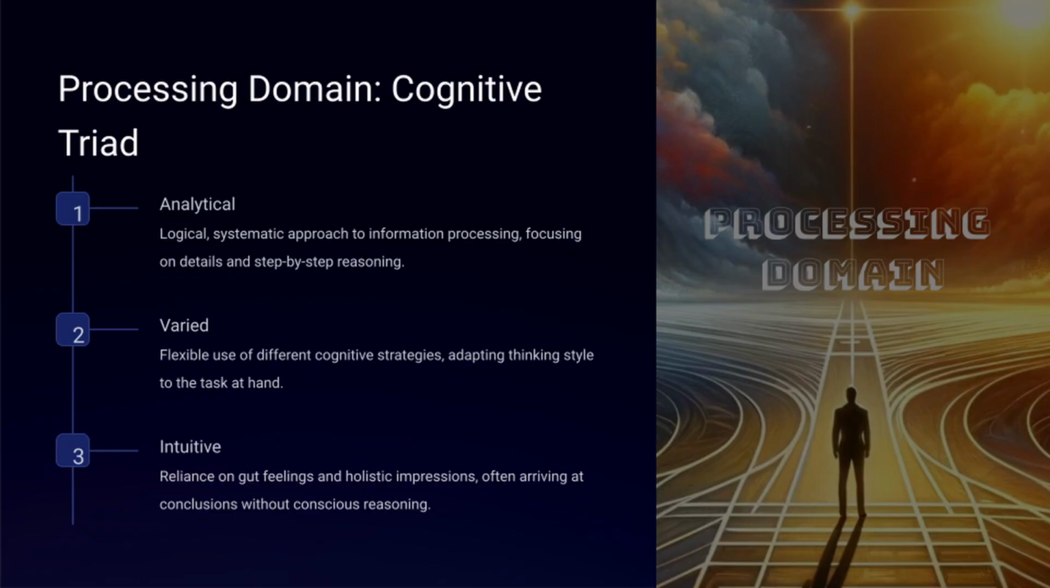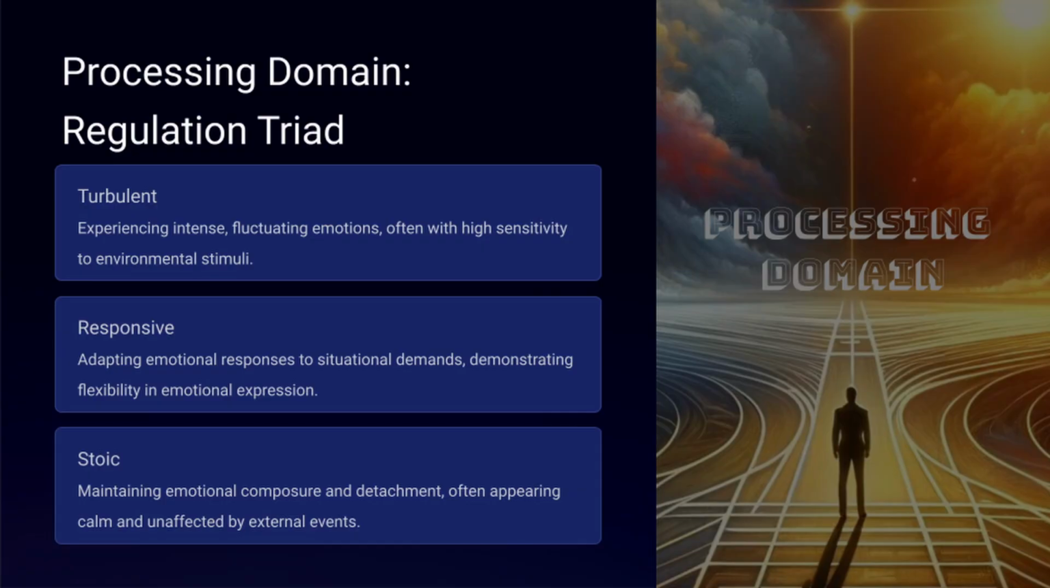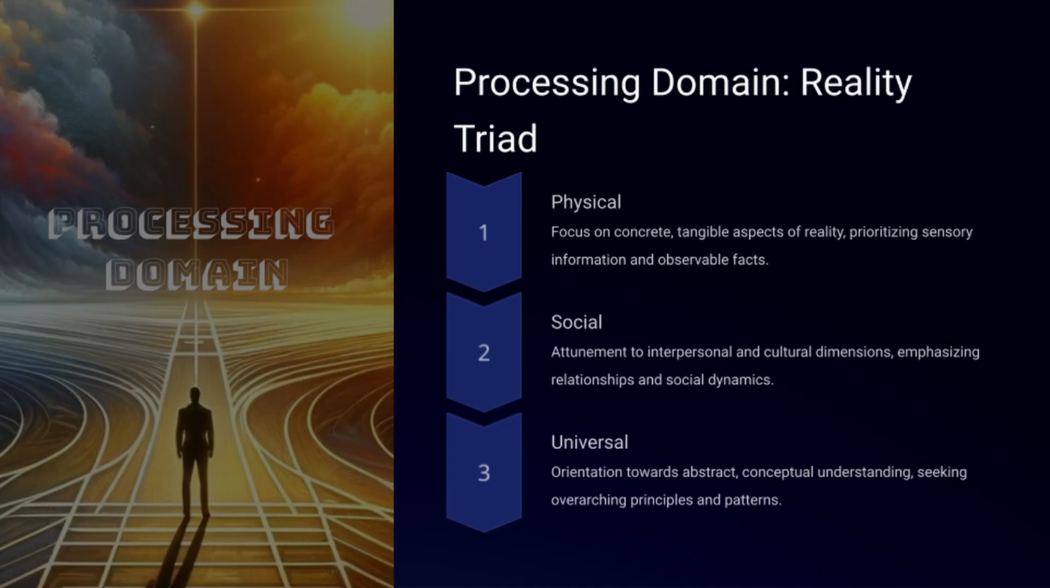And then regulation has to do with our emotional states. Some people tend to be more in control of their emotions. Some people tend to be more turbulent with their emotions, and that's also something that's often found on MBTI. And then there's people who are more responsive, so they're going to be more responding or reactionary to different things. And that's what the regulation triad is.